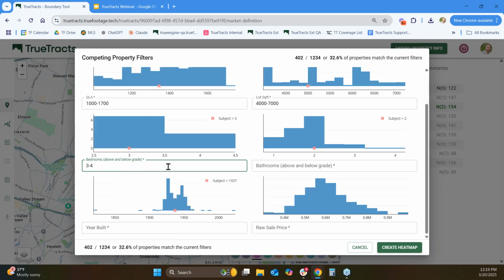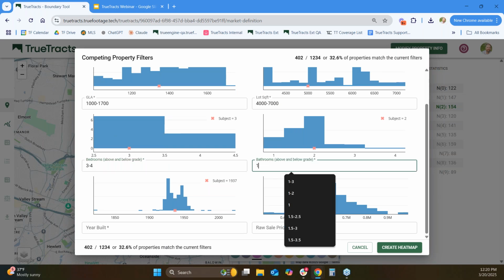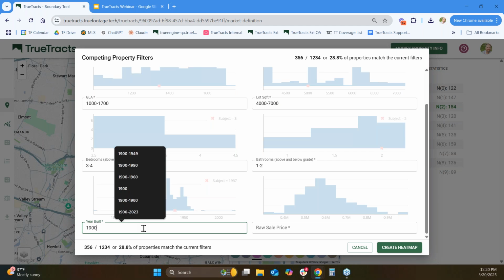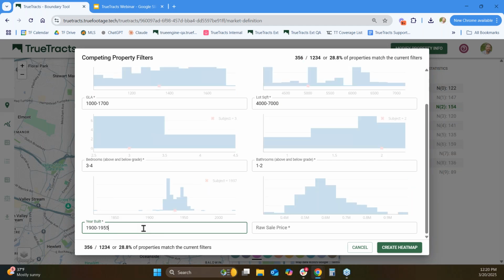And so I'm applying some filters here. We have a 3-bedroom. You can see that by the red X. I'm looking at 3 and 4 bedrooms. I'm going to look at 1 and 2 bathrooms. You can see the distribution of the year built here. I'm going to go 1900 to 1955.